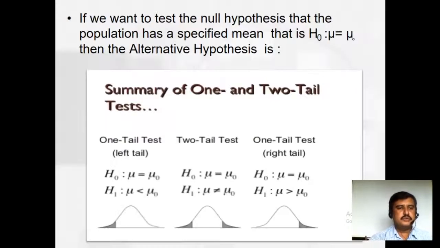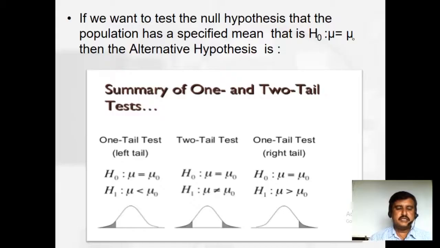Okay, alternative hypothesis. Suppose we want to test the null hypothesis that the population has a specified mean, that is H0: mu is equal to mu naught. Then what will be its alternative hypothesis? Here we have three types of options. The first one, one-tail test: H0 is mu equal to mu naught and H1 is mu less than mu naught. Then two-tail test, that means in the alternative hypothesis we have mu not equal to mu naught.